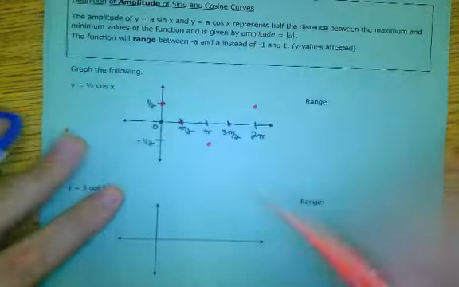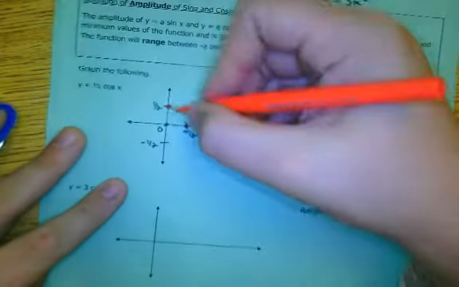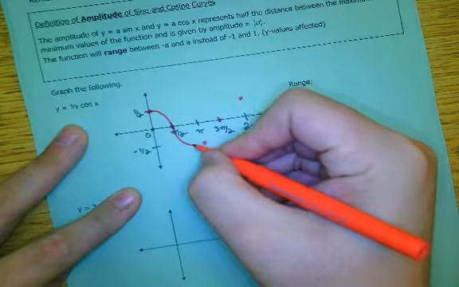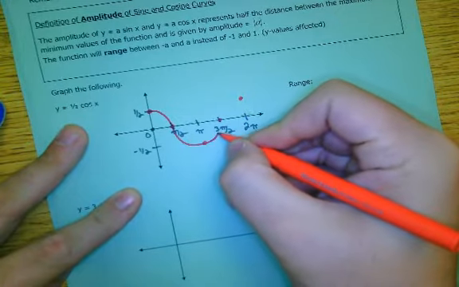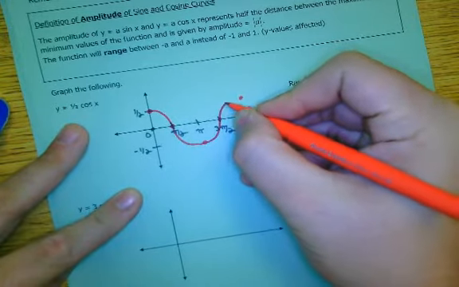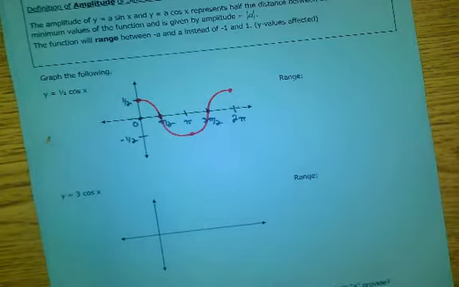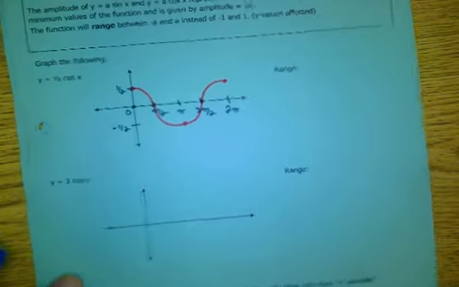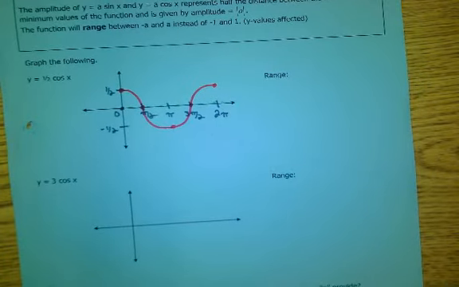Okay? Now, are these straight lines? It's supposed to be a little curvy, so it should look like this. Little curve right there. Little curve right there. Little curve right there. Little curve right there. What's my range?